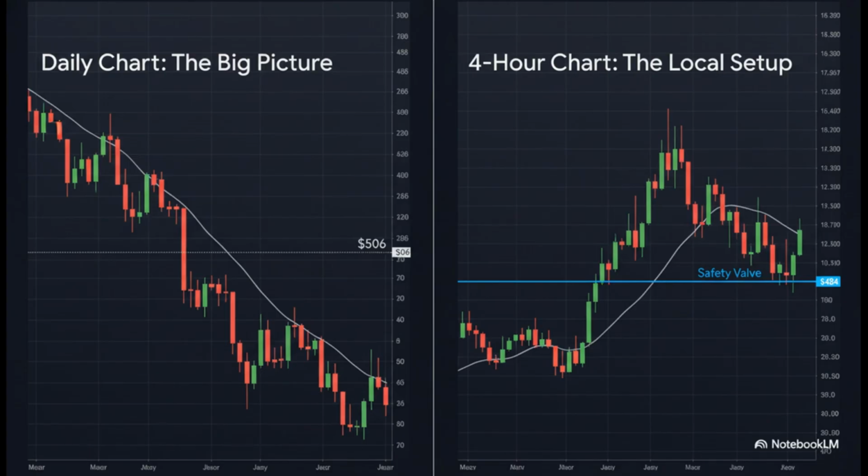But now shift your eyes over to the right. On the 4-hour chart, which is kind of our zoomed-in view, we're starting to see the first signs of a recovery. See that? The price just managed to climb back over its local key level of 484. This little conflict, this disagreement between the two charts, that's where our opportunity is hiding.